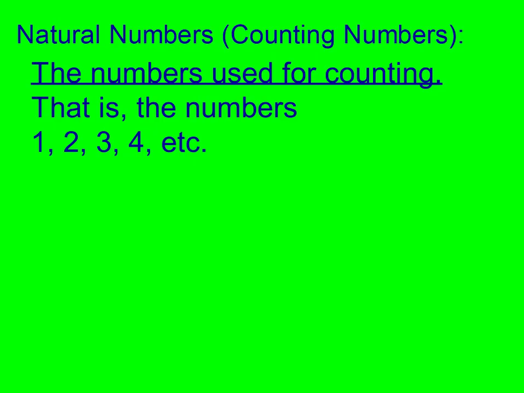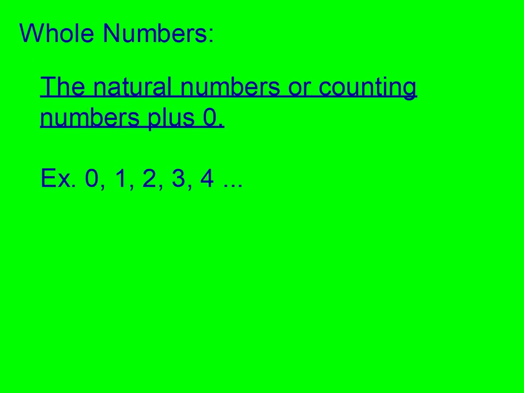The first set we need to talk about are the natural numbers, or another name for those are the counting numbers. They are just regular numbers, 1, 2, 3, 4, 5. So it's basically almost like the set of whole numbers that we'll talk about next, minus the 0. Okay, next, whole numbers. Whole numbers are natural numbers, or the counting numbers, plus 0. So we include 0 when we talk about whole numbers.